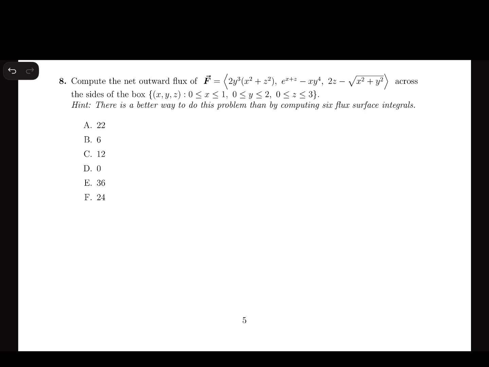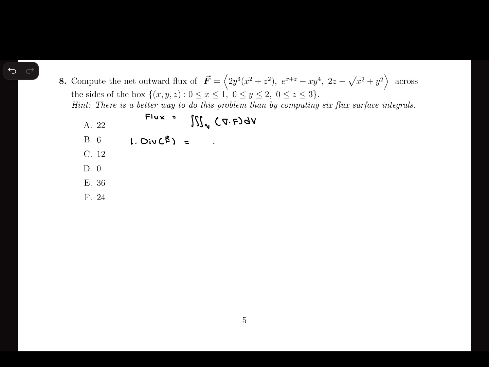Okay. So, in this case, we use the divergence theorem. For the divergence theorem, I'm on my highlighter. It uses this formula for flux, which is the triple integral of the divergence dV. So, how do we do this? Well, with all good things in Calc 3, the first thing we gotta do is calculate the divergence of F. So, what is the divergence of F?